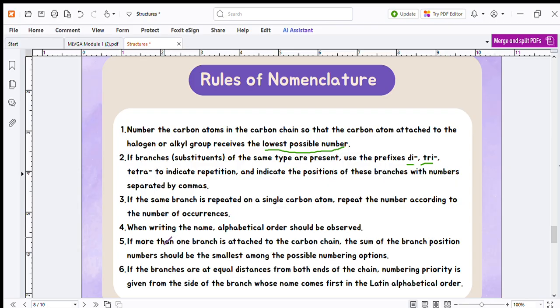These are rules muna. When writing the name, alphabetical order should be observed. So pag magsulat po tayo ng name ng isang compound, kailangan sundan natin muna ang alphabetical pattern. So for example, pag meron tayong bromo and methyl, unahin natin ang bromo sa name, then sumunod na po ang methyl. For example, if we have ethyl and methyl, saan po ang mauna sa alphabet? Yung E or M. So it's the E. So mauna po ang ethyl, then the methyl. Magiging klaro lang po ito pag pumasok na po tayo sa examples.